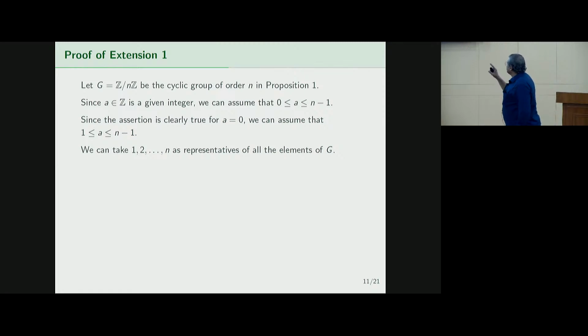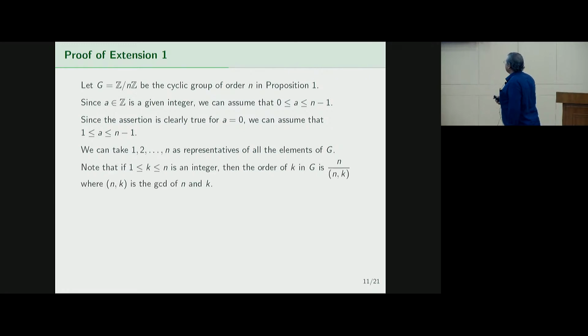So we take the representation of Z mod nZ as 1, 2, 3 up to n. We don't want 0 to n minus 1, because of the way we have taken the sum, and because we want to use the GCD etc. So this is the best representation. For a given integer k from 1 to n, the order of k in G is n by the GCD of n comma k. This is the order of an element in a cyclic group.